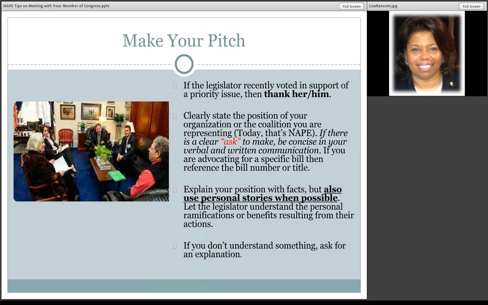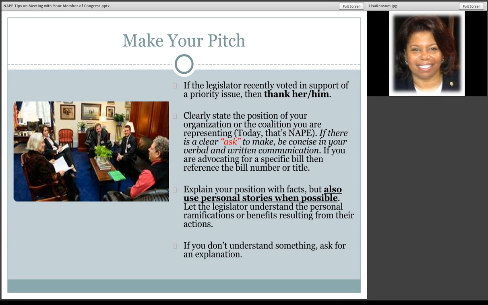Make your pitch. If the legislator recently voted in support of a priority issue, then thank him or her. Clearly state the position of your organization or the coalition you are representing. Today, that would be NAPE. If there is a clear ask to make, be concise in your verbal and written communication.